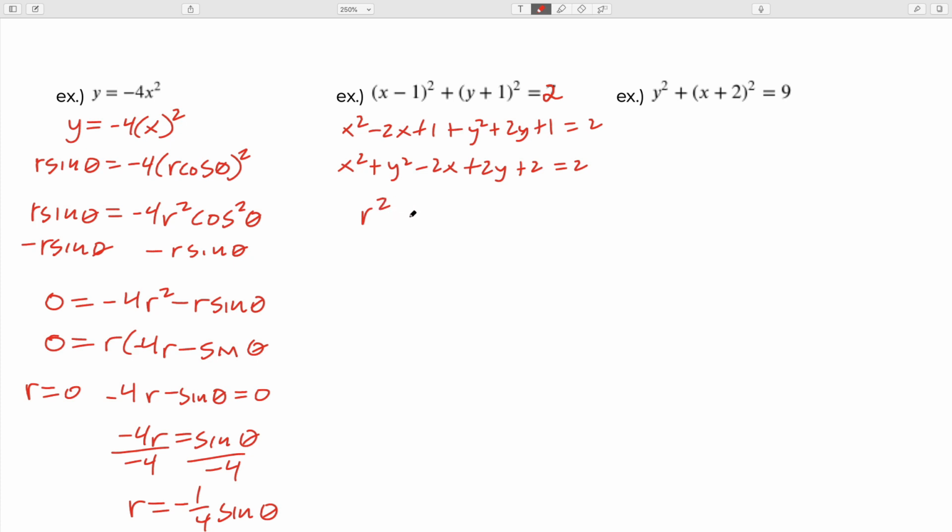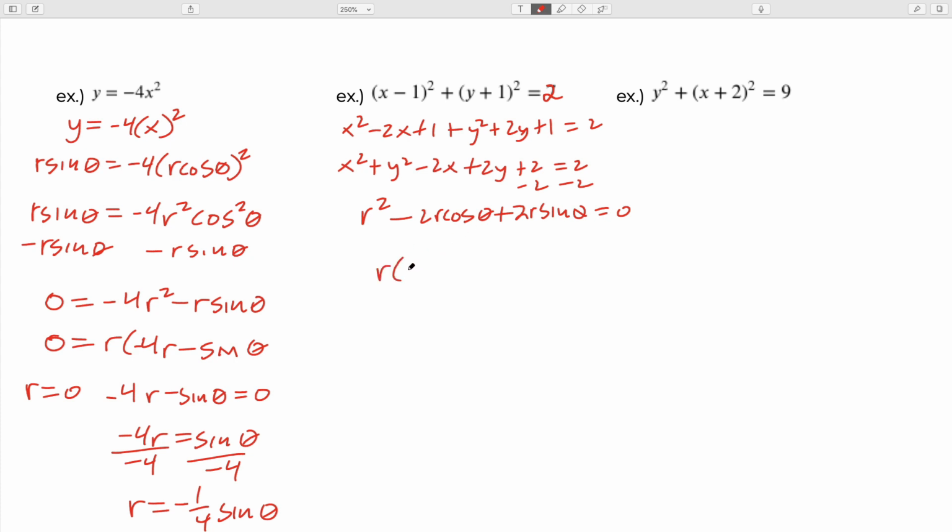That's going to be an r squared, right? X, so we'll write that as r cosine of theta. A y, we'll write that as r sine of theta. And then you could subtract these to equal 0. So here you have multiple r and an r squared, so you can't combine anything. The only thing else you can really do is factor them out.